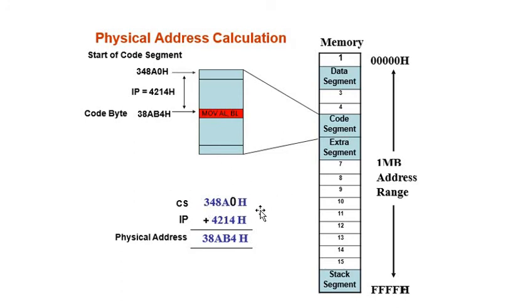of binary bits as 20 bits, and it is added with the offset address which is available in the instruction pointer. 4214 is the value available in the instruction pointer. Adding these two, you get a 5 digit value. The 5 digits can be converted using 8421 code, where each digit becomes 4 bits. So 5 into 4, we get a 20 bit address. That 20 bit address will point to a particular memory location of the code segment.